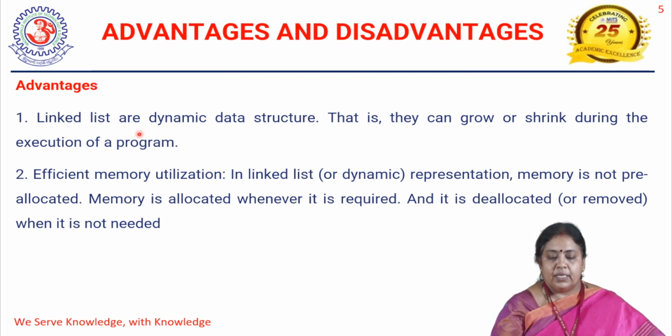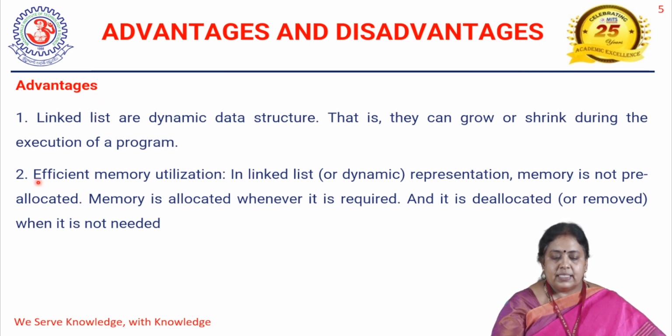But in the linked list, what happens? The linked list can grow or shrink during the execution of the program. We can increase the size of the linked list, or we can decrease the size of the linked list. So we call it a dynamic data structure. Because of the dynamic data structure, the linked list has this advantage.